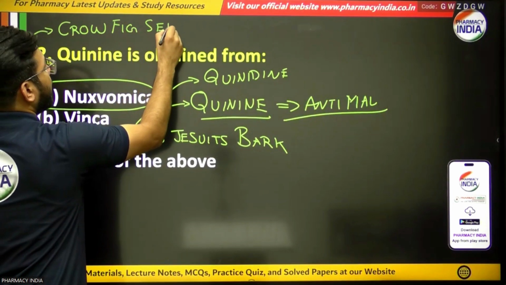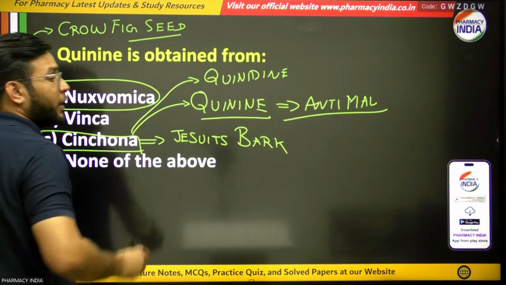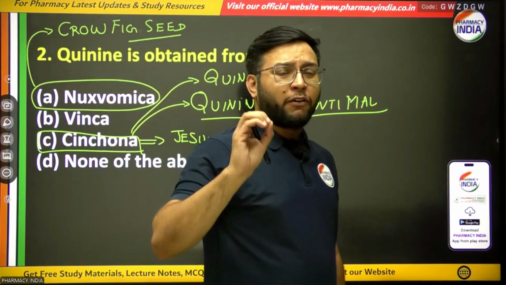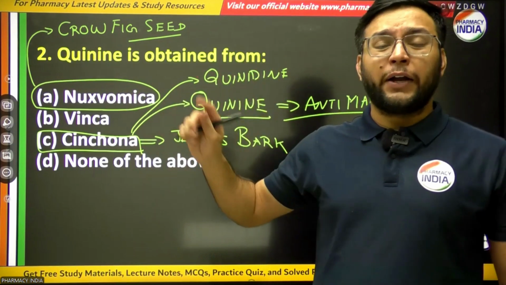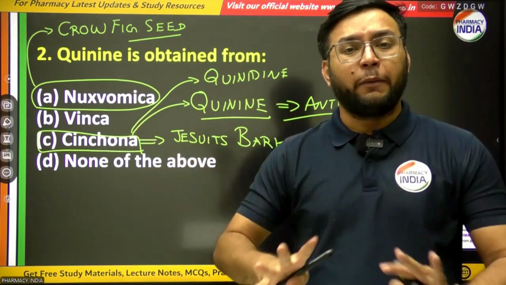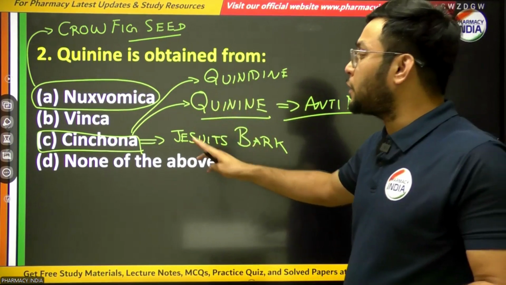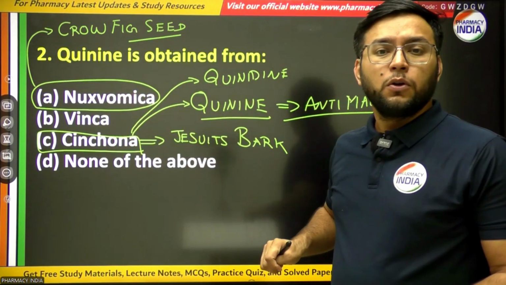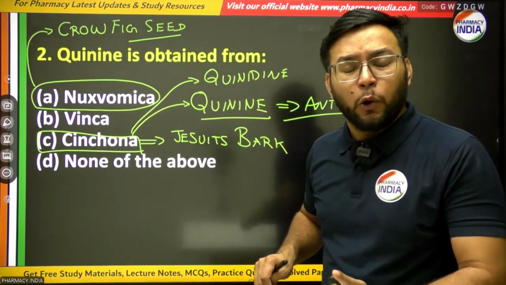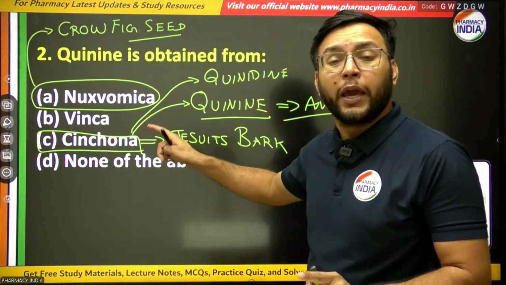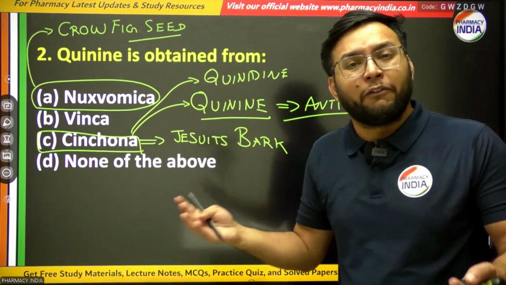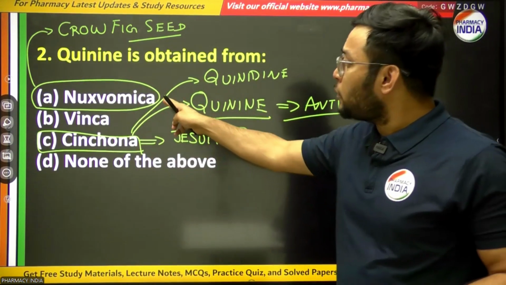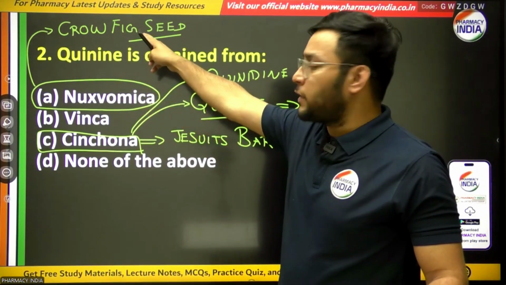Let me be very clear, my dear students, whatever I teach you, mostly from one question I try to explain 4 to 5 points, because many a time the question is asked from those points also. So we are not looking only for the correct answer, we are going to eliminate the wrong options, so automatically we will get the right answer. So nux vomica is known as crow fig seed.